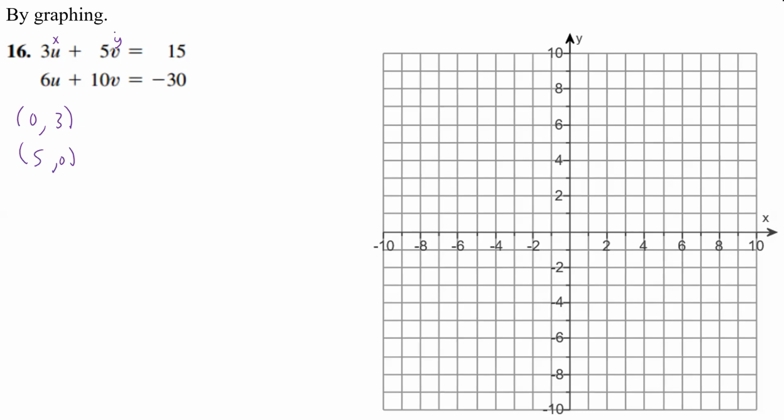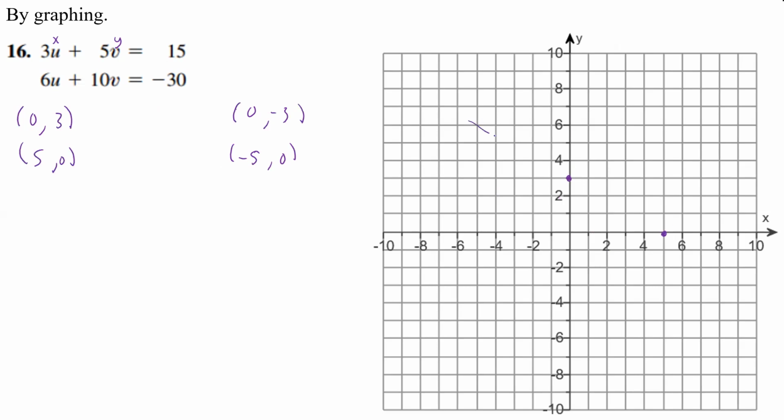And then the other equation, let's put it over here. If we plug in a 0 for x, then we're going to get a minus 3 for the y. And if we plug a 0 in for y, we're going to get minus 5 for the x. So 0, 3 gives us a point here, and then 5, 0 gives us a point here.